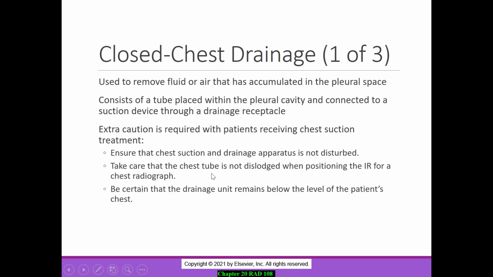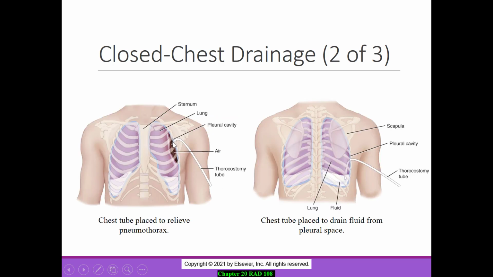Make sure that you're watching that chest tube so it doesn't get dislodged when positioning the IR for the chest radiograph, and be certain that the drainage unit remains below the patient's level of the chest. When you go in, especially if you're sliding your patient back up on the bed, make sure that the tube is free and it's not going to get caught on any railings and pulled out of your patient.